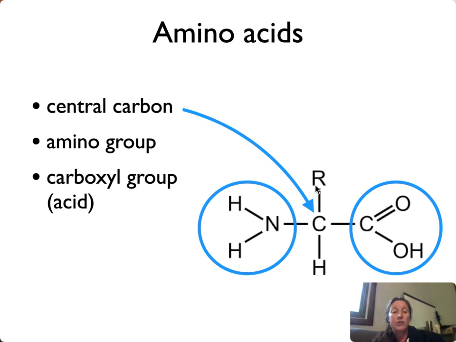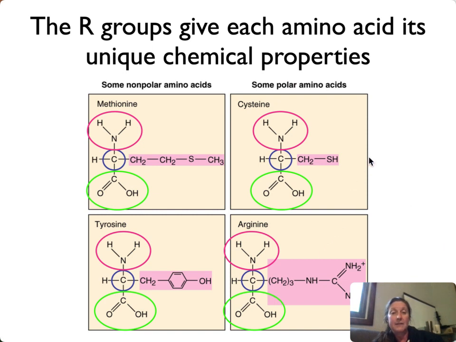Now, this R group can be any number of things. The R group is what gives each amino acid its unique chemistry, its chemical properties. So here are 4 examples. There are actually many more amino acids than this, but you can see that each one of them has a central carbon, an amino group, and a carboxyl group. But what differs is this part that's highlighted in pink. This is the R group.